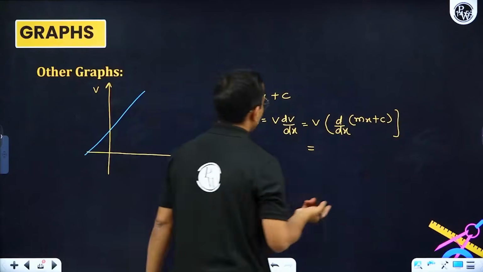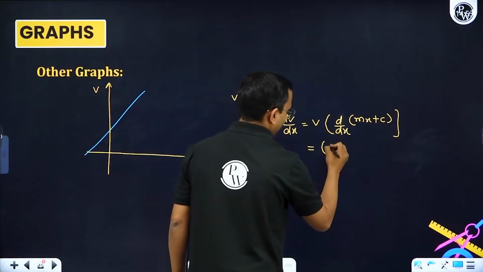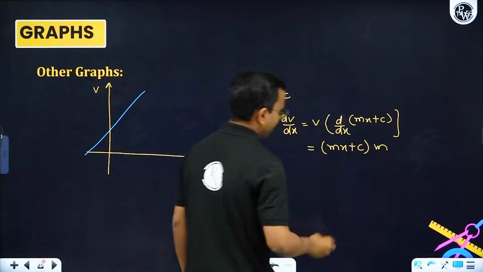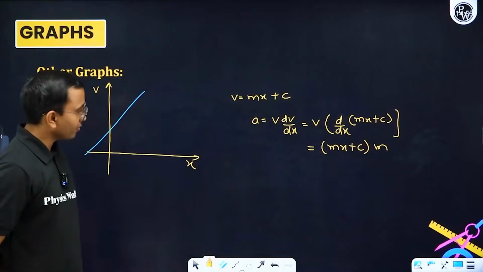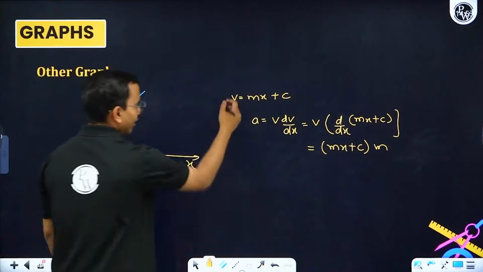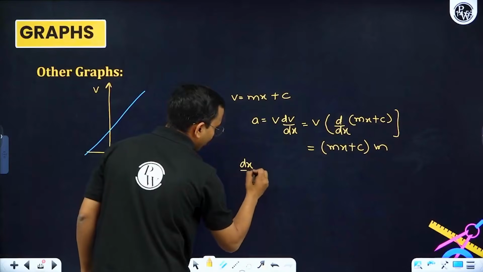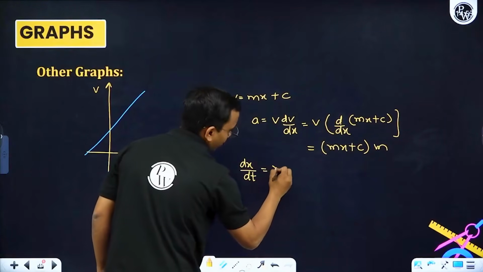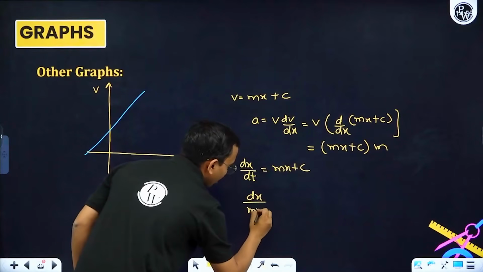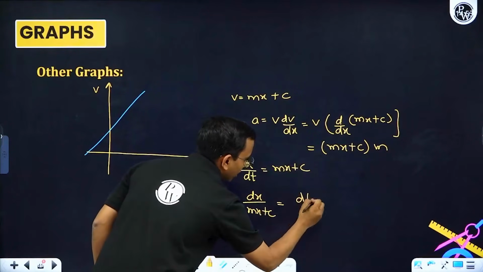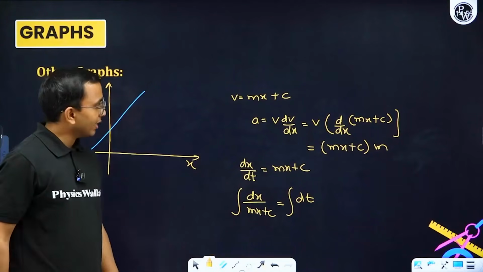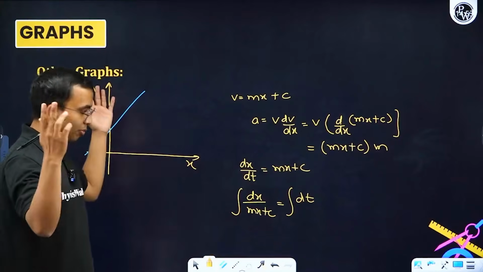So from here you'll get v as mx plus c, into m. You get it like this. Or let us take that you have to relate position and time, so you can write v as dx by dt, equals mx plus c, so dx over mx plus c equals dt, integrated. Getting it?